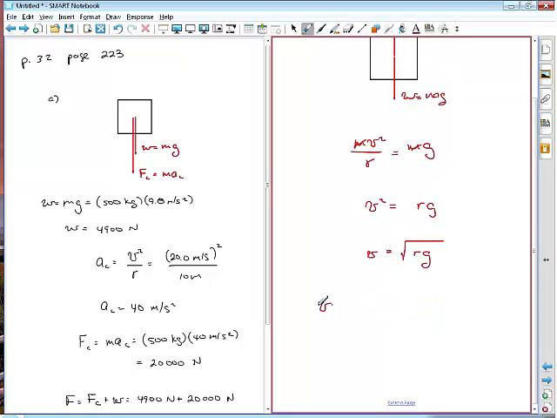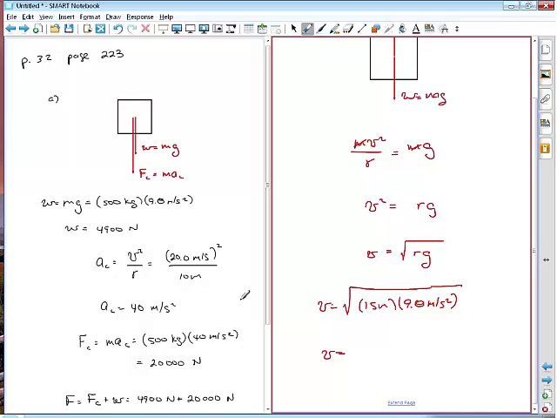So now we can plug things in. We get the square root of r, which is 15 meters, times the acceleration due to gravity, which is what's holding it down on the track, 9.8 meters per second squared. And you can see the units work out because we'll have meters times meters per second squared, so meters squared per second squared, and we take the square root of that to get meters per second.